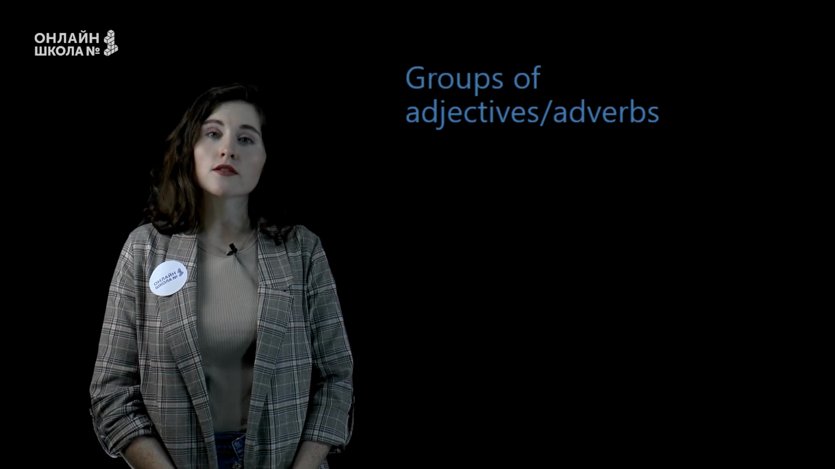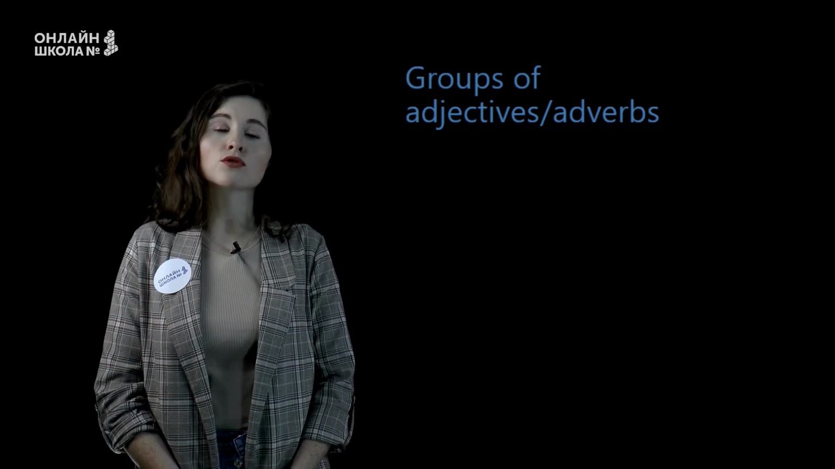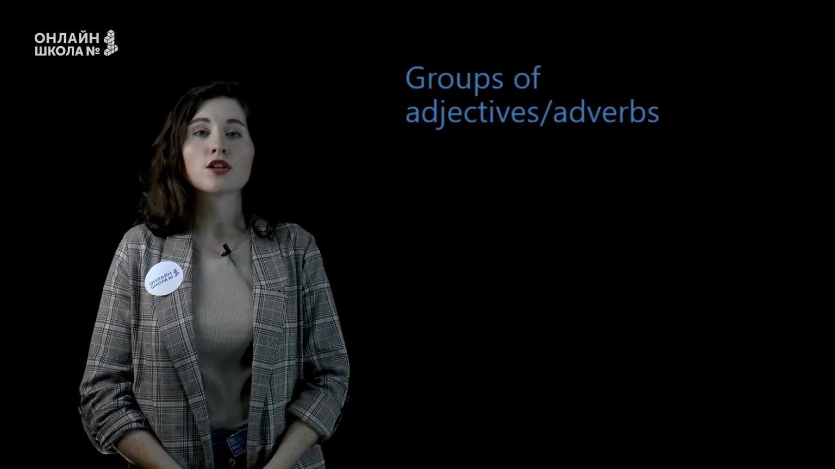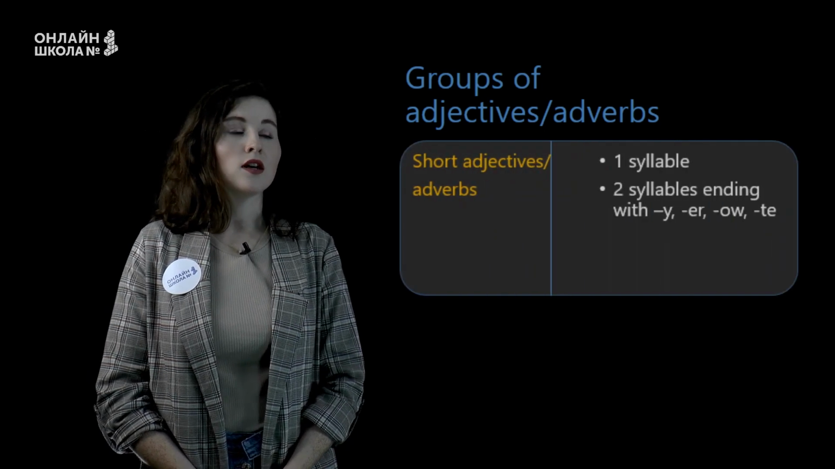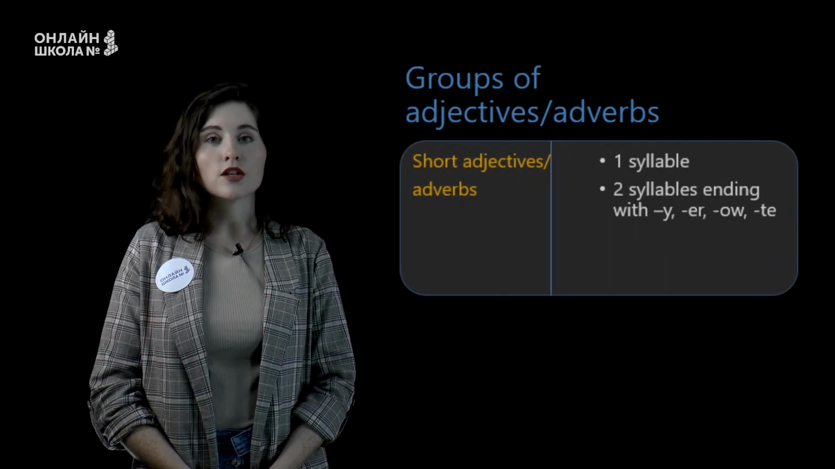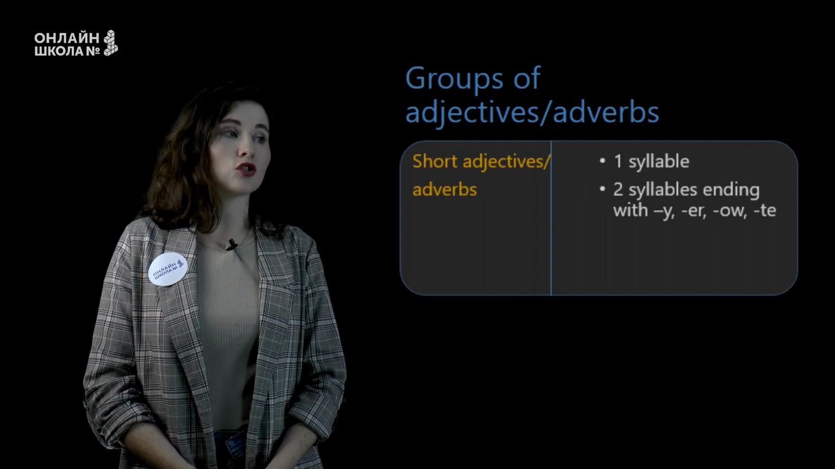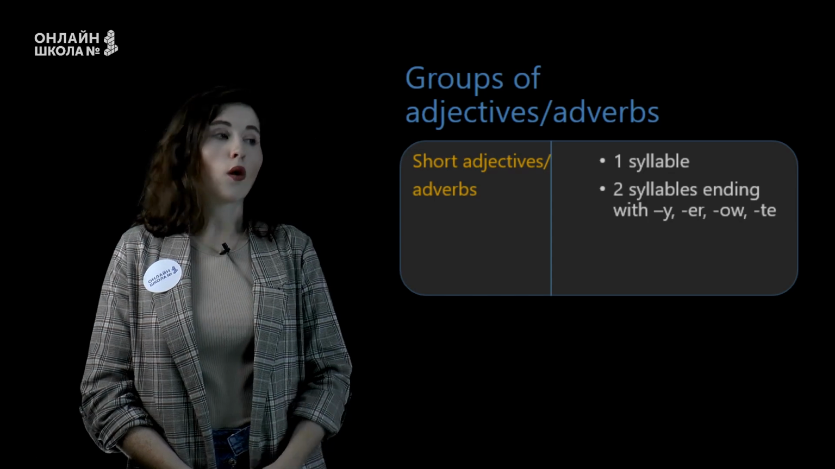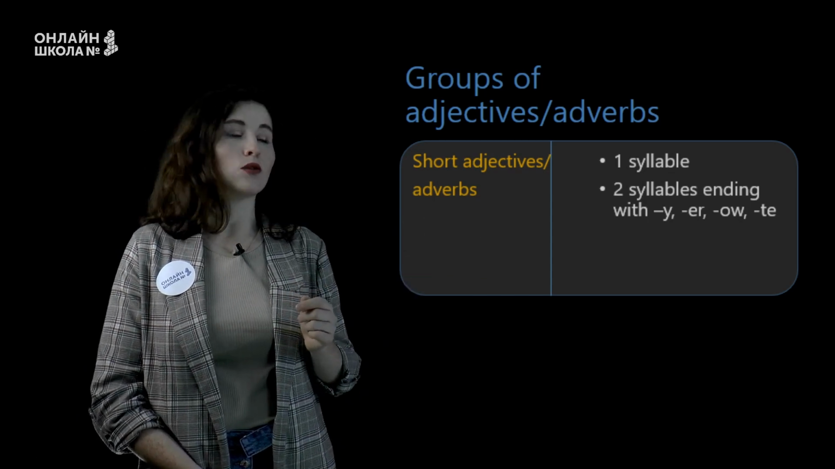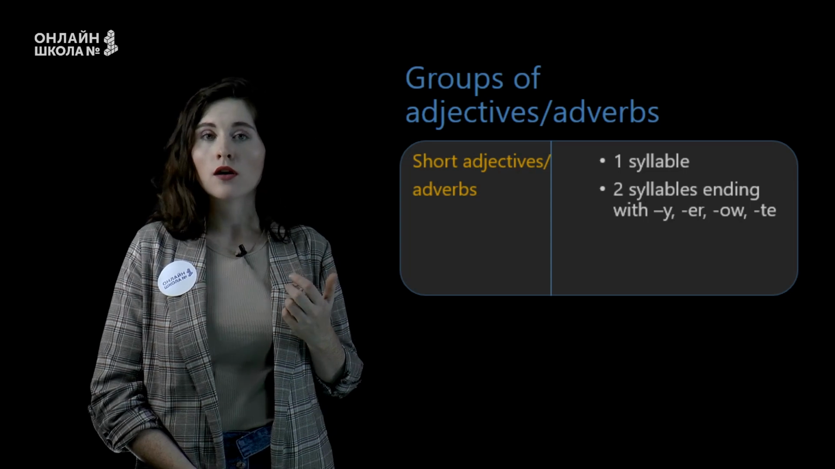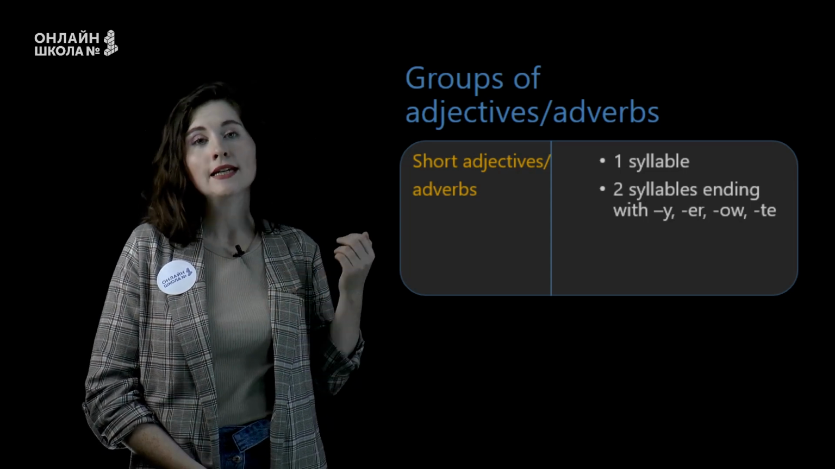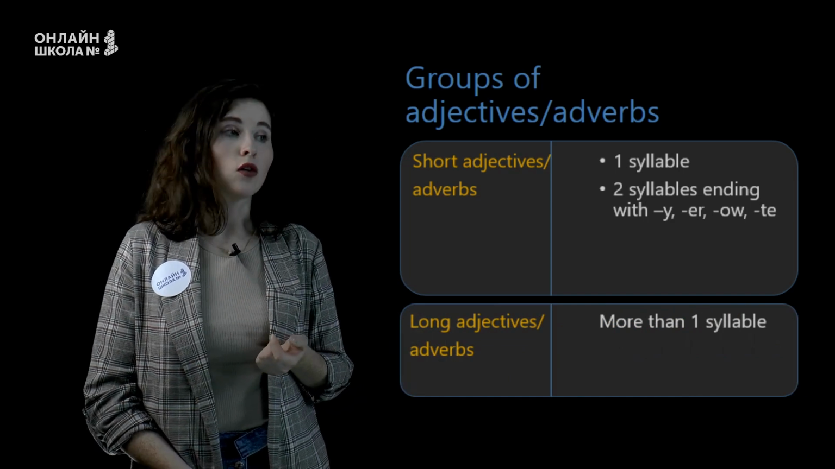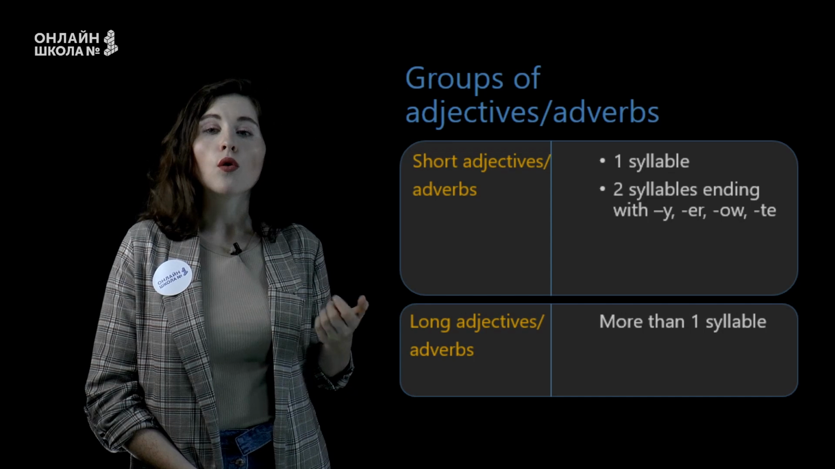To understand which rule to use, we need to learn something about groups of adjectives and adverbs. The first group is short adjectives and adverbs. These are adjectives and adverbs that consist of one syllable or two syllables but ending with y, er, ow, or te. The second group is long adjectives and long adverbs. They consist of more than one syllable.